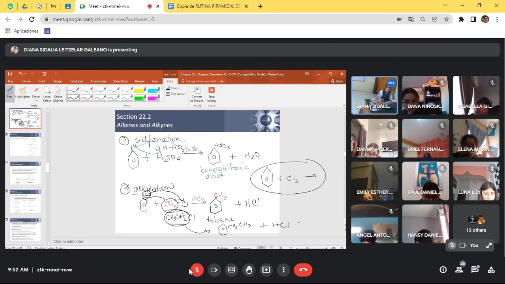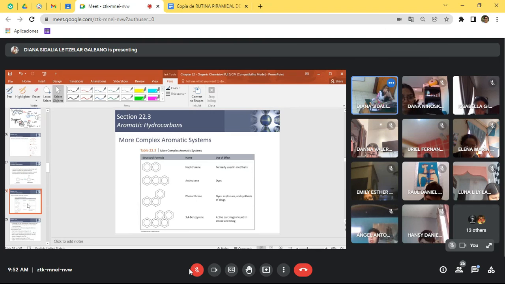Yeah, Amy? Okay. The last part of aromatics is the ones that are fused. Why fused? Because they share a wall. In the case of two fused rings, they do tend to look like a beehive, right? The two are attached, they share the same wall. This one is called naphthalene, and the use is formerly used in mothballs.